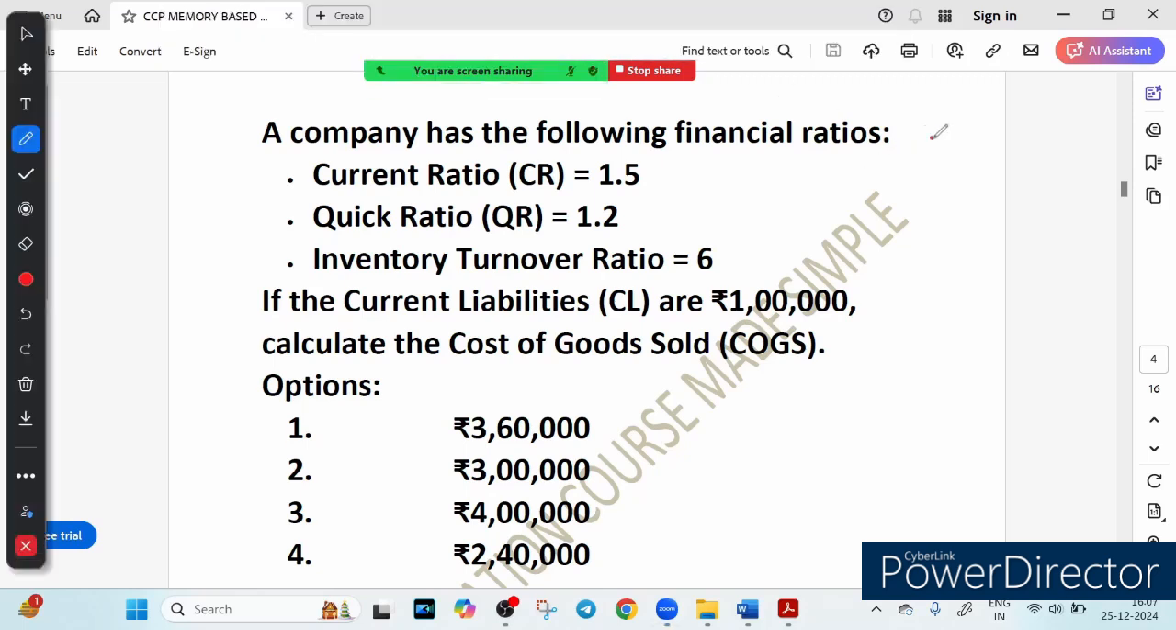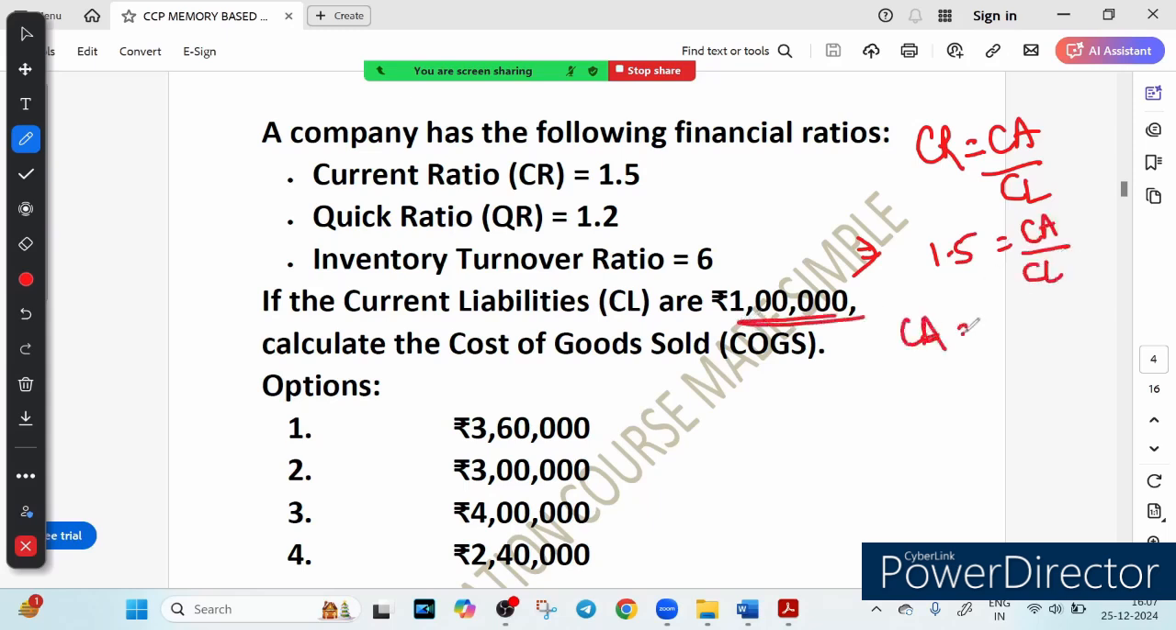So you know the current ratio. What is the formula of current ratio? It is nothing but current asset upon current liability. Now see, it is given 1.5. So 1.5 will be current asset upon current liability, and current liability is 1 lakh. So you can say current asset will be 1.5 times CL, or 1.5 times 1 lakh. So this will be 1,50,000. So this will be our current asset.